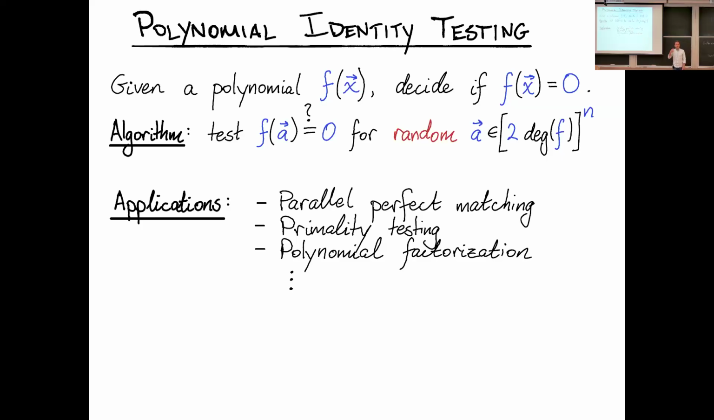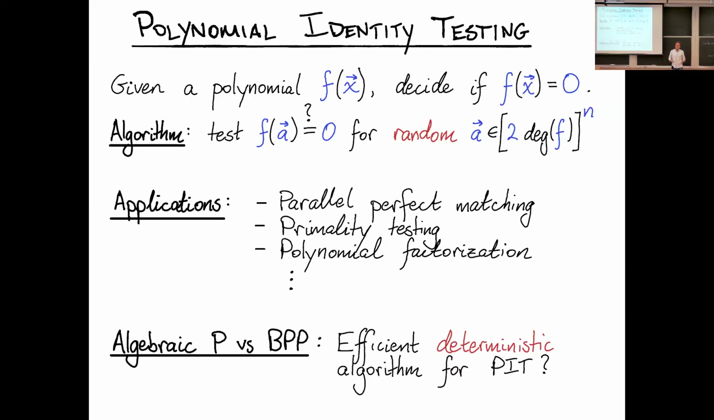This is a problem we can solve efficiently with randomness. We don't necessarily know deterministic algorithms for this problem. And so there's a question here. Can we design deterministic polynomial time algorithms for polynomial identity testing? This is really some algebraic version of the P versus BPP problem.